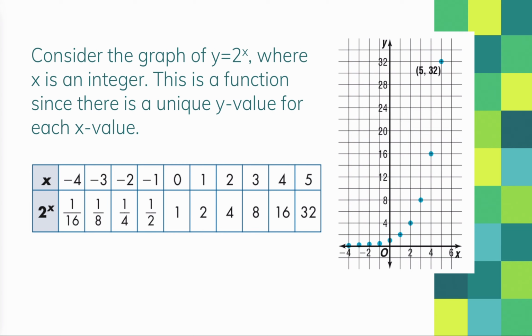Consider the graph of y equals 2 to the x, where x is an integer. This is a function since there's a unique y value for each x value. And so we can plug in a bunch of x values and evaluate the y value 2 to the x for those values of x, and if you plot them on a graph, it looks like this.